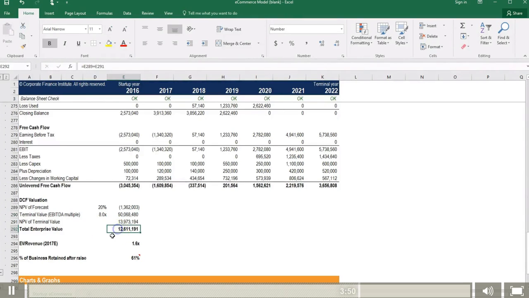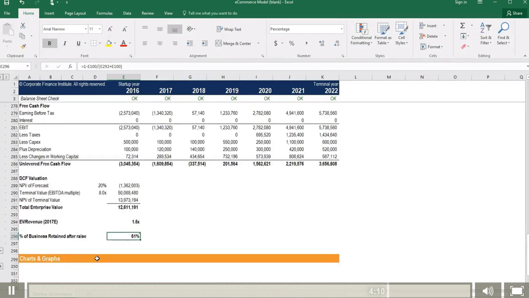And then we add up the terminal value and the forecast period to get an enterprise value of 12.6 million. Relative to our 2017 revenue, this represents a multiple of 1.6 times. And finally, we retain 61% of the business after raising the $8 million upfront.